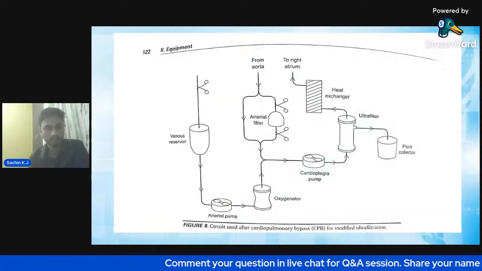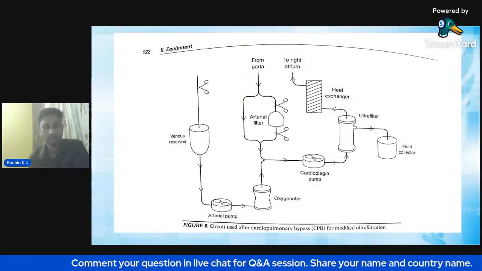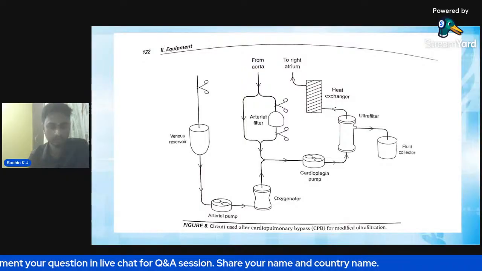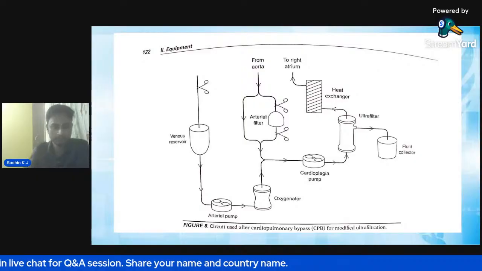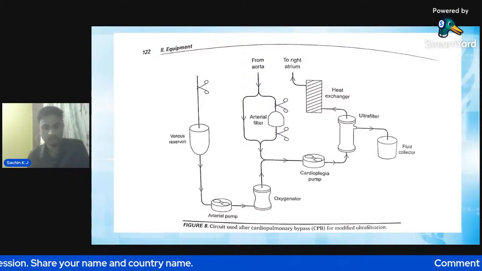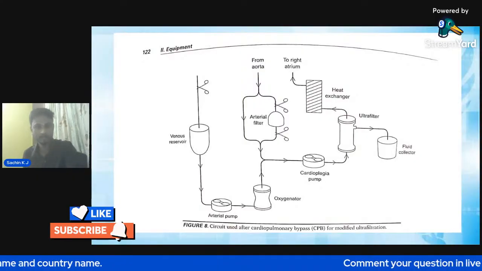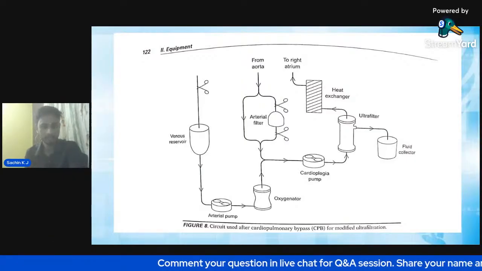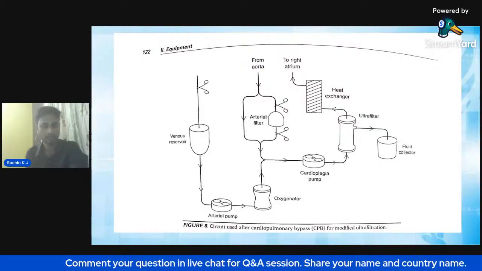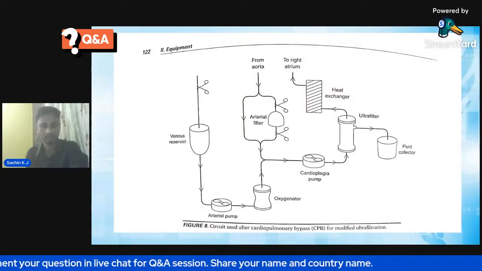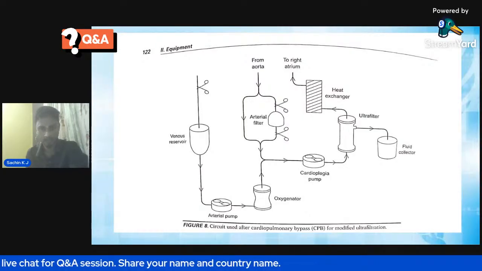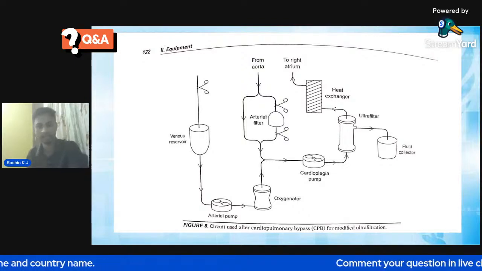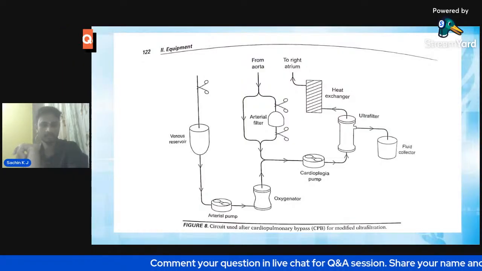So, next one. Here I'm showing the MUF circuit. If it is with a pump, here the venous reservoir is there. From the aorta, the patient's blood will come and go to the cardioplegia pump. Cardioplegia pump means ultrafiltration pump, and it goes through the ultrafiltration. After ultrafiltrating, the fluid is collected in the suction jar, the fluid collector. After ultrafiltration is done, it goes to the right atrium directly.